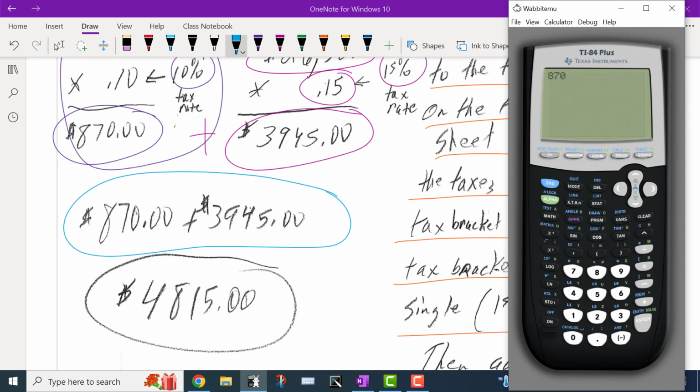I take $870, I'm going to add $3,945, and when I add those two together, you get your total tax bill right here of $4,815.